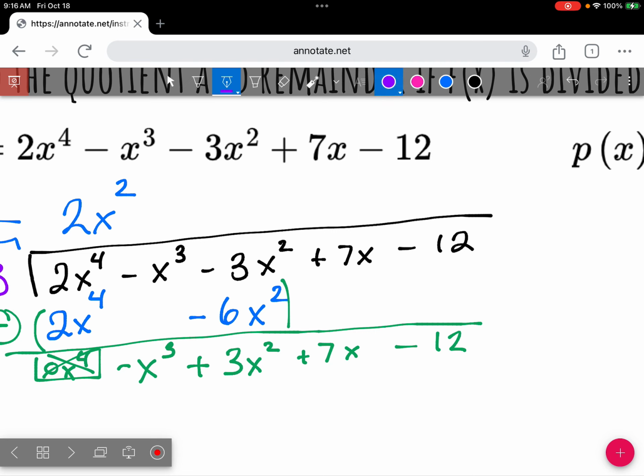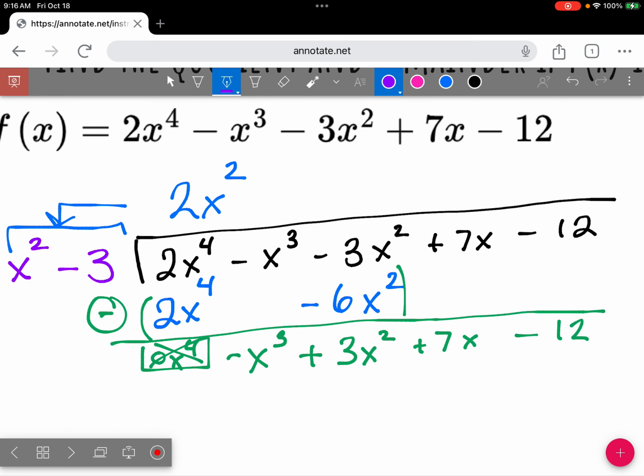Long division is long. So round 2, we go back and start from the beginning. I want to know what I need to multiply x squared by to get negative x cubed to cancel out.